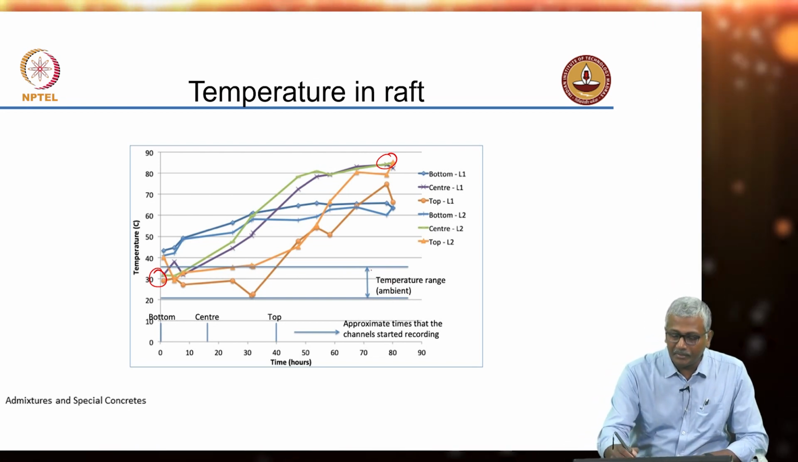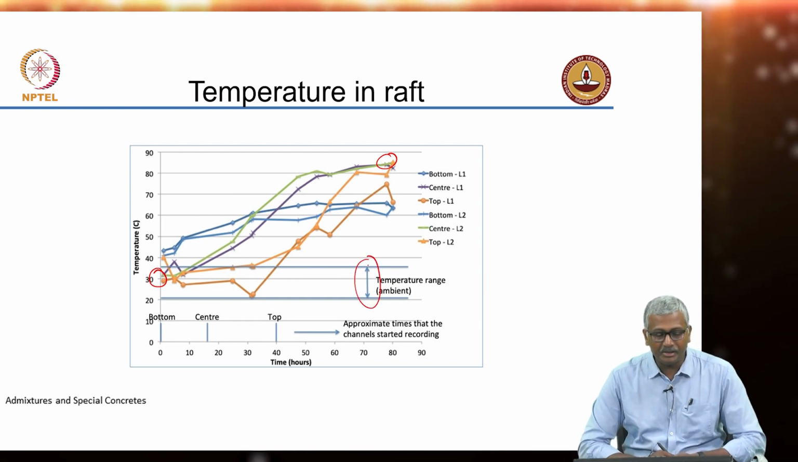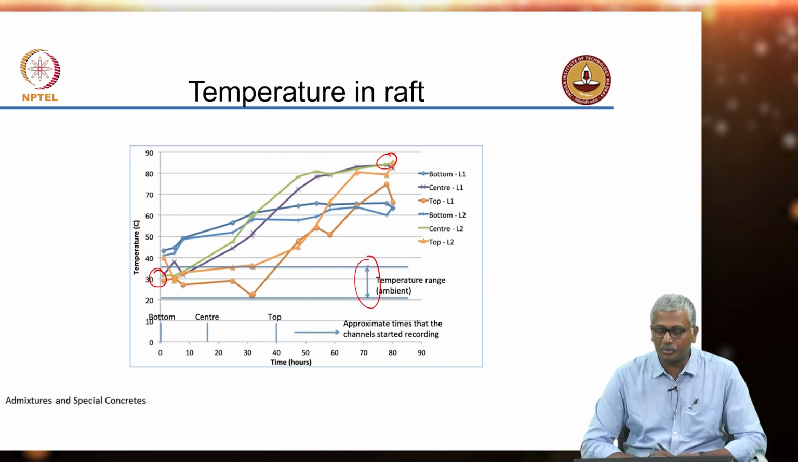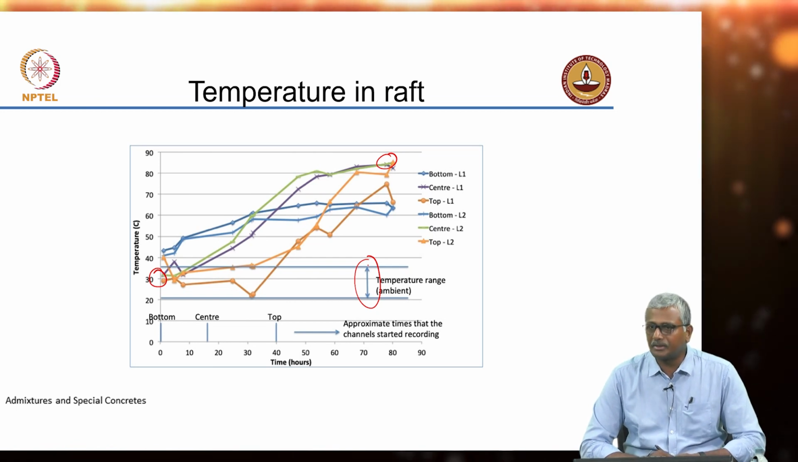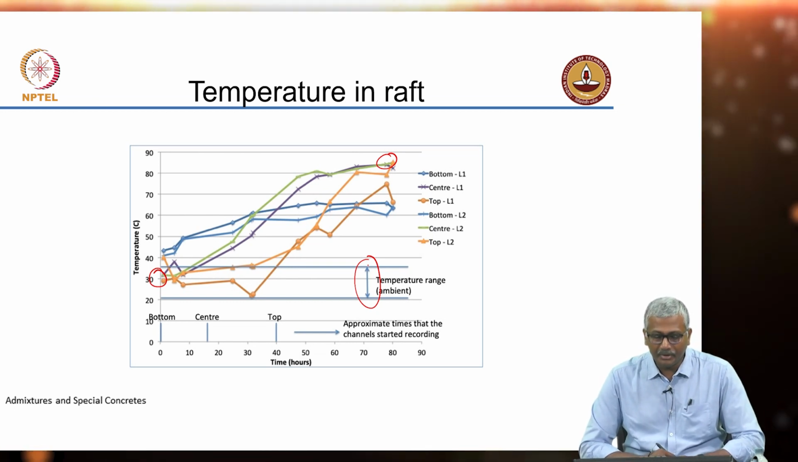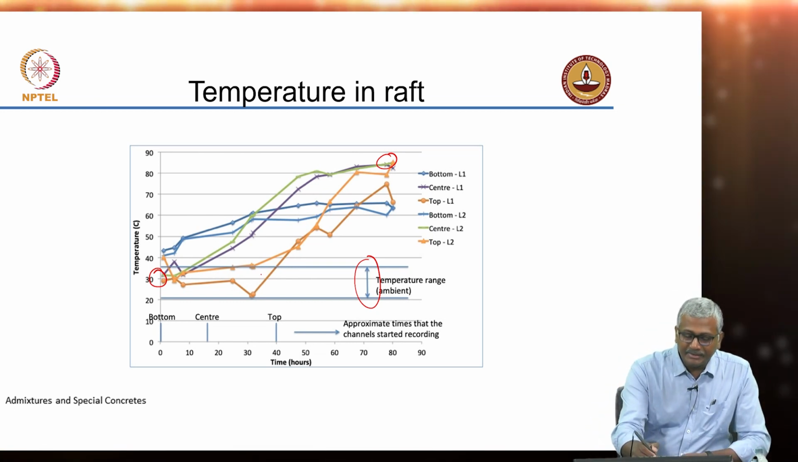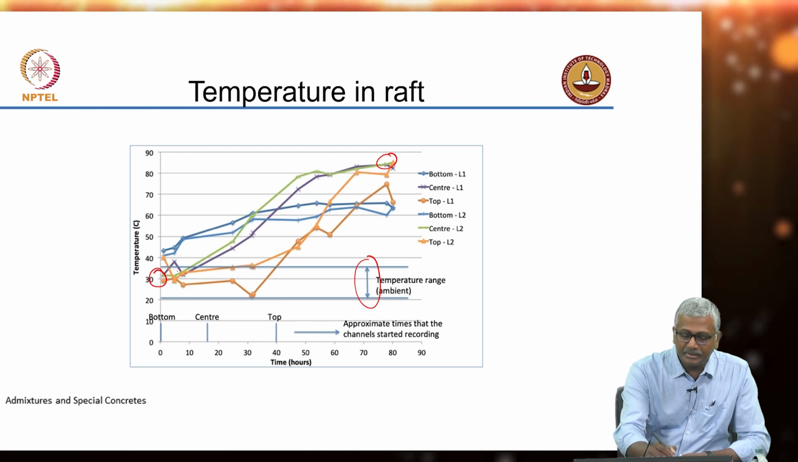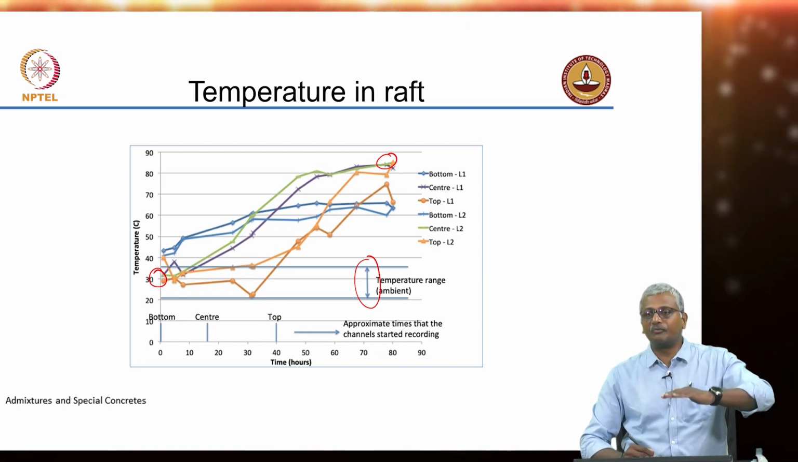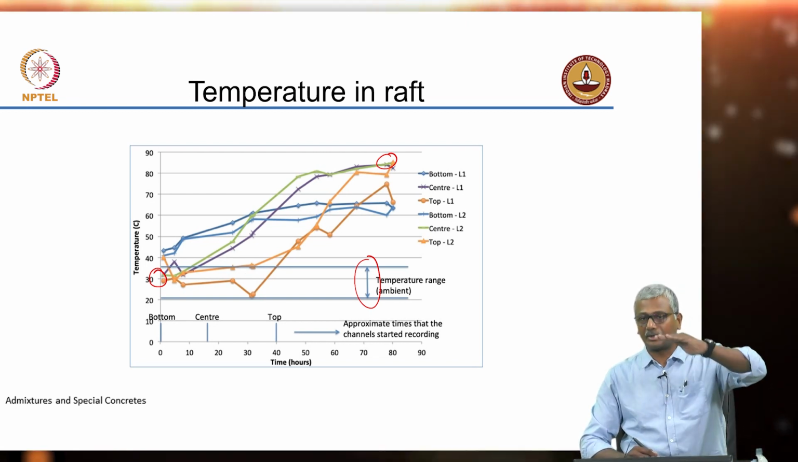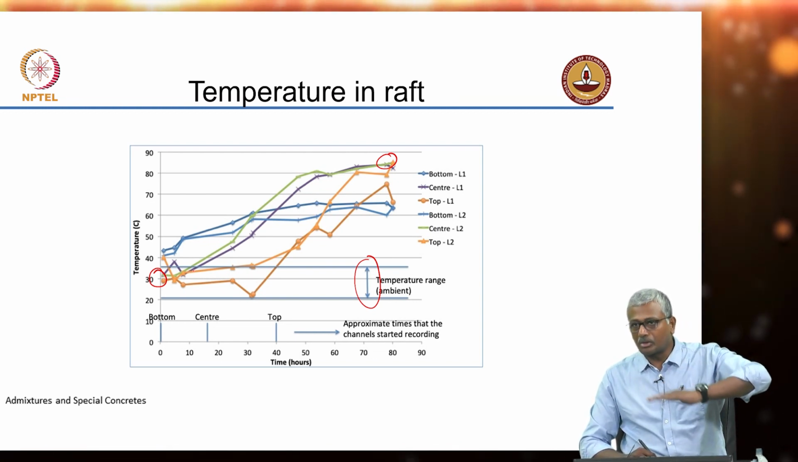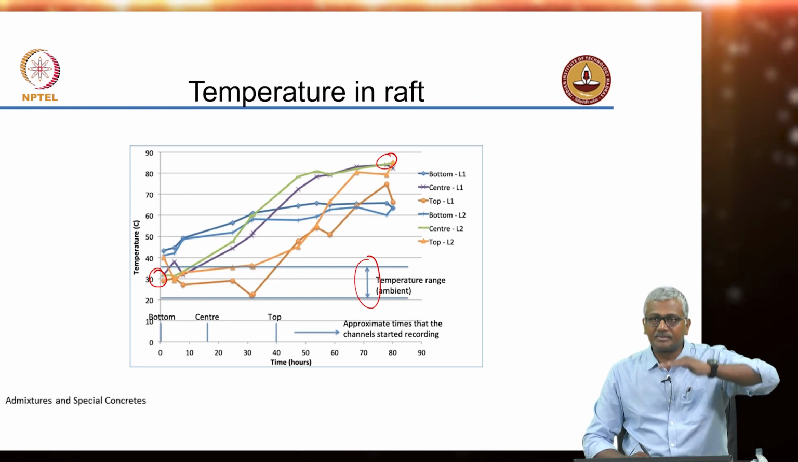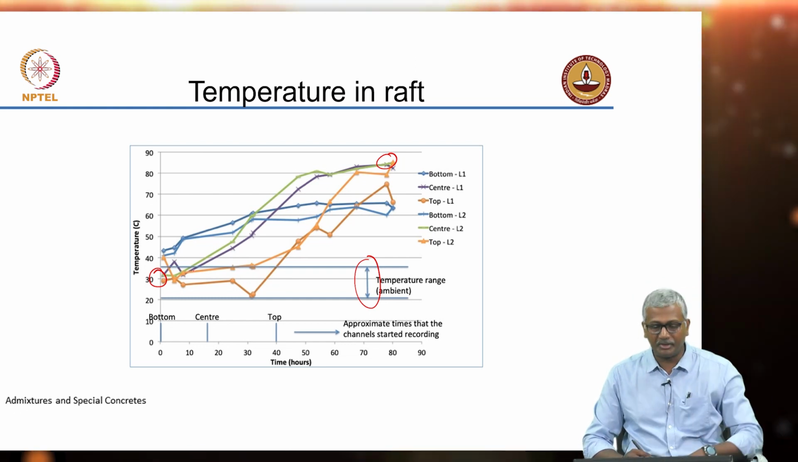So again, here the ambient temperature range is given as about 36 degrees to about 20 degrees. I think this placement took place around February, when the concrete was placed in this raft. Okay. So again, you see that the temperature rise is delayed, and that depends obviously on when the thermocouple really started recording, because you start filling from the bottom up. So the bottom portion will start recording first, the middle will be next, and the top portion will be last.